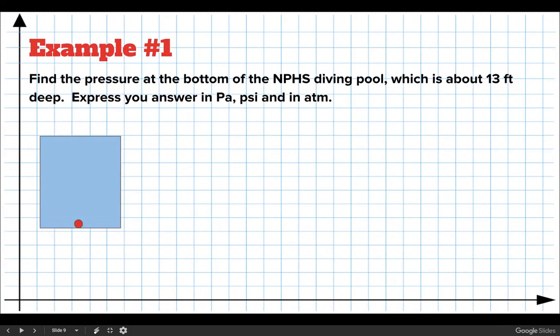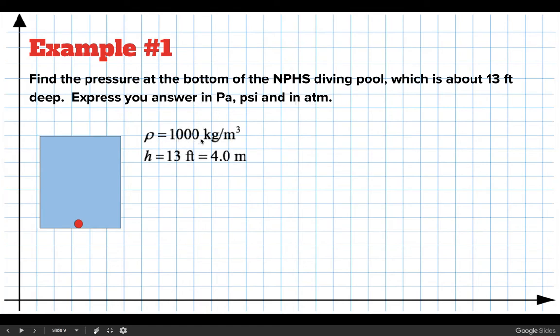Okay, so let's just solve two example problems to make sure we understand this. First of all, at the high school diving pool, or the diving side of the pool, the depth is about 13 feet, and we want to find the pressure at the bottom of this pool. And we're going to find our answer in pascals and then convert it to PSIs and in atmospheres. So the first thing we need to do is write down what we know.